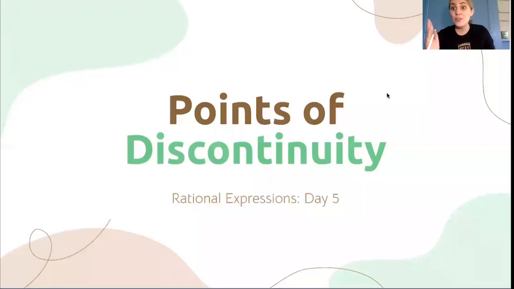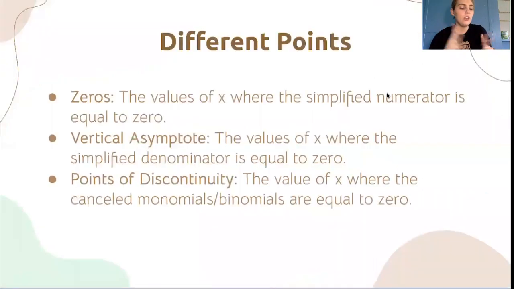Right, today we're going to talk about things that we see on the graph and what they specifically mean, especially with our simplifying. So there are three things that we can find on the graphs of rational functions. The first are zeros. Zeros are just where it hits the x-axis. So we find the values of zero when we simplify our rational expression and figure out what x equals in the numerator.